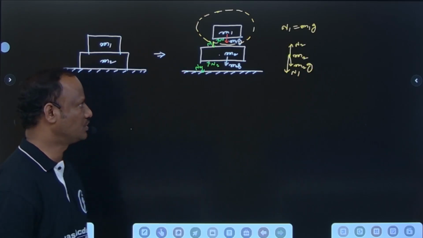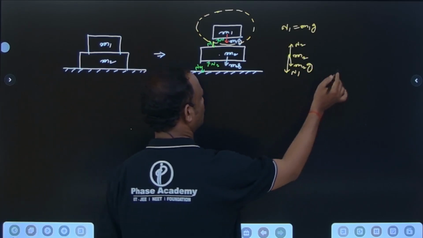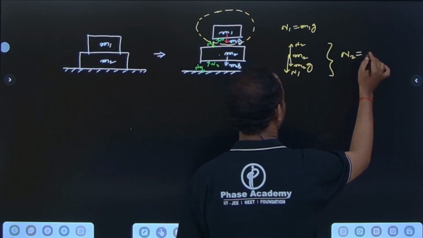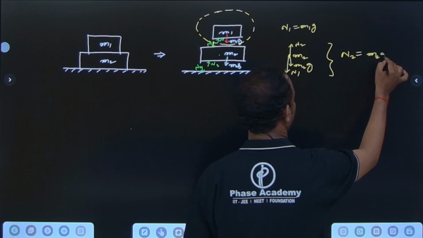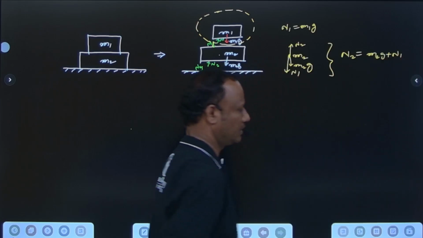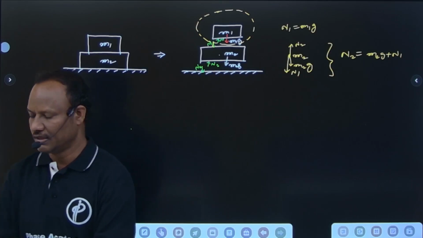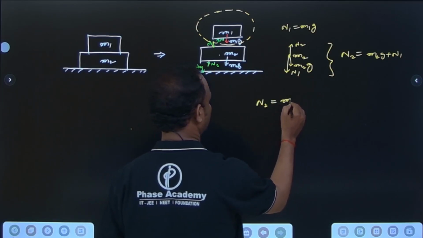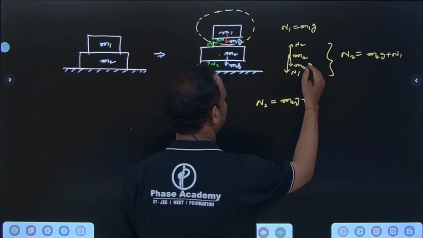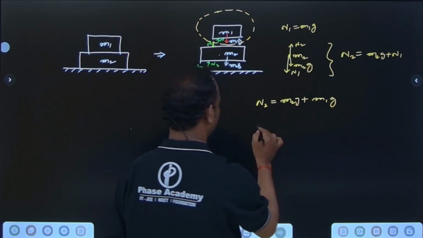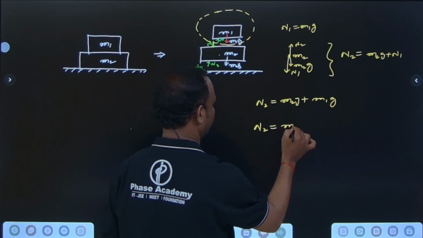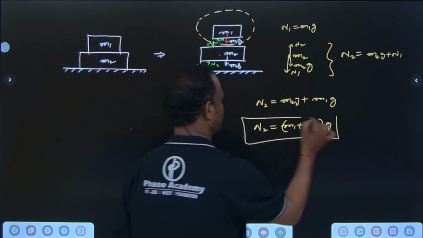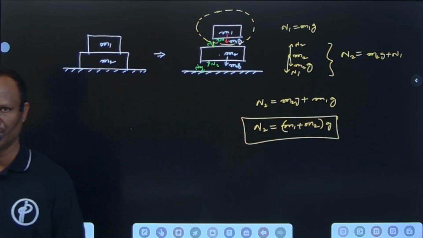So for this system, N2 is equal to M2g plus N1. Here N1 is M1g. So N2 is equal to (M1 plus M2) times g, where g stands for acceleration due to gravity.